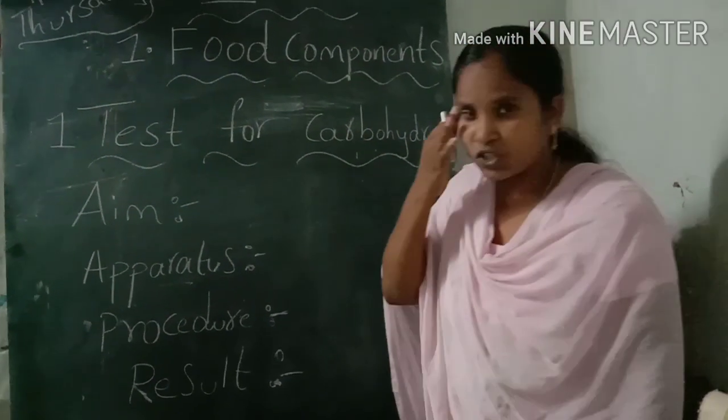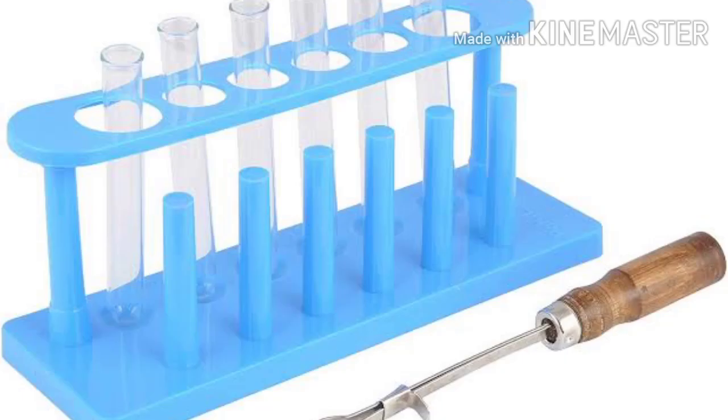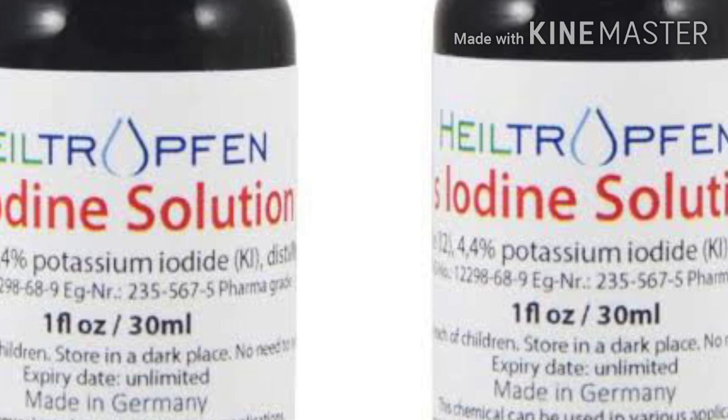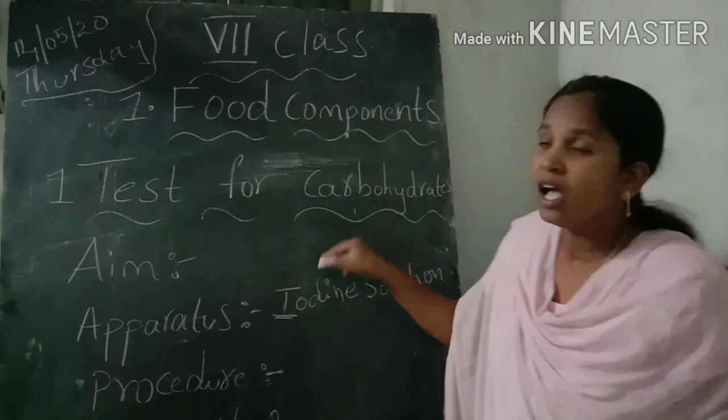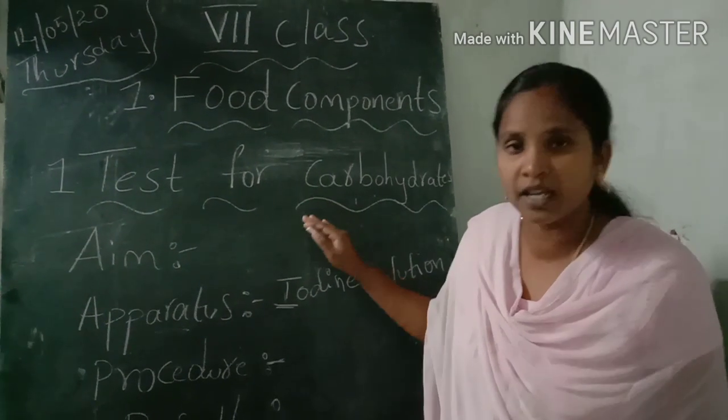Here mainly test tubes. The main food source we are taking here is potato. Next one is iodine solution. One chemical substance, iodine solution, we are taking as an indicator. What is an indicator? An indicator is a chemical compound that changes the color and the structure of the substance. With the help of the iodine solution only, we can observe the carbohydrates present in the given sample.